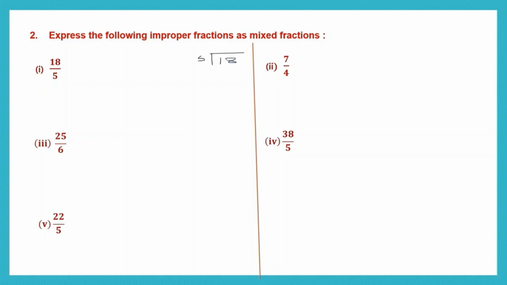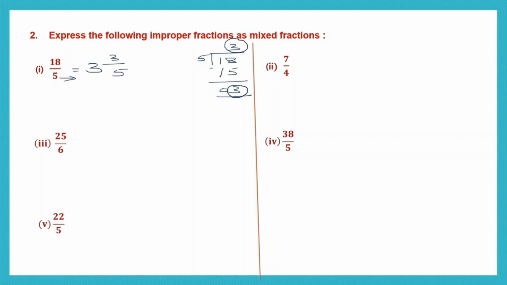18 divided by 5. 5 threes are 15, 18 minus 15 is 3. So now our quotient, that is 3 here, is going to become the natural number. A remainder, that is here, 3, is going to become the numerator and our denominator is the same. So that is 3 3 by 5.